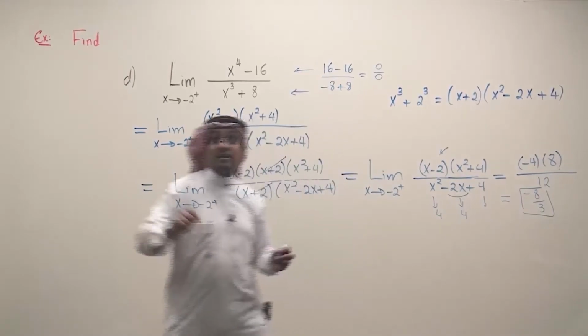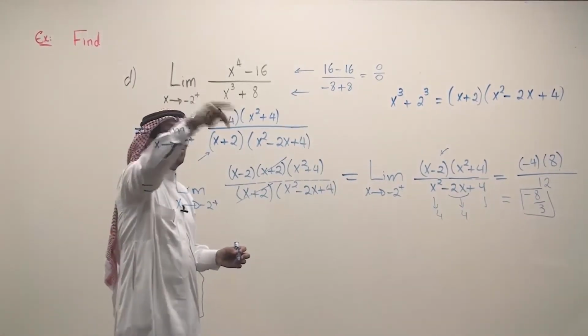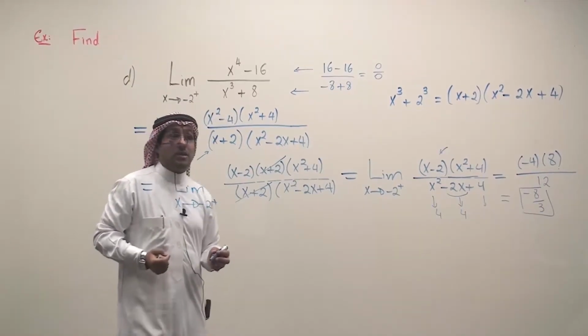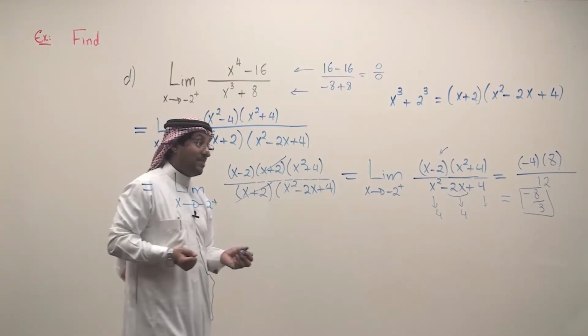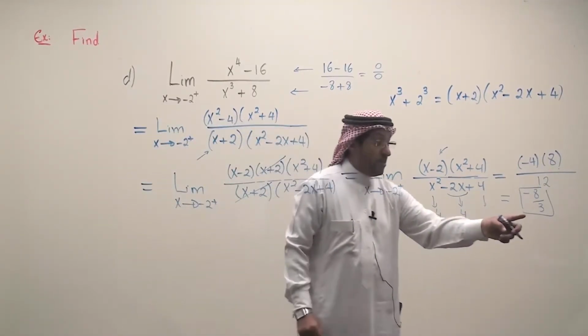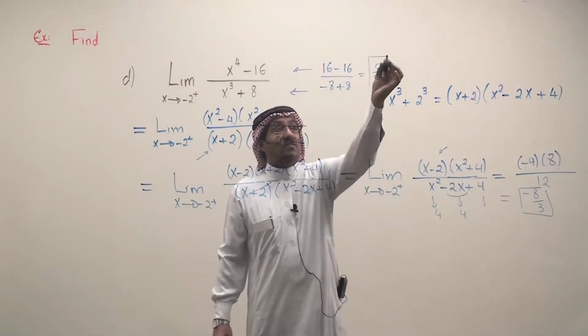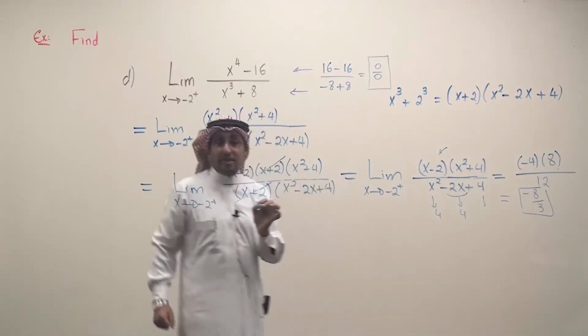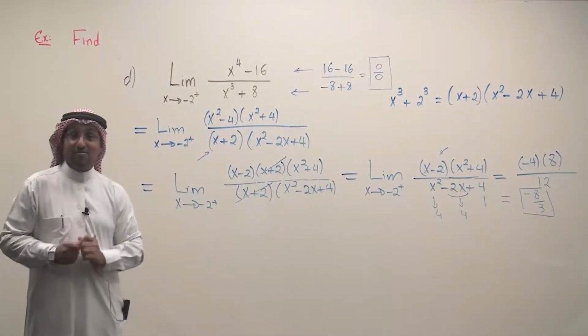So as x approaches negative 2 from the right-hand side, the limit of this function, x squared minus 16 divided by x cubed plus 8, is in fact minus 8 over 3. See here, be careful when you have 0 over 0 forms. It means you have to do something to get rid of this problem. Thank you very much.